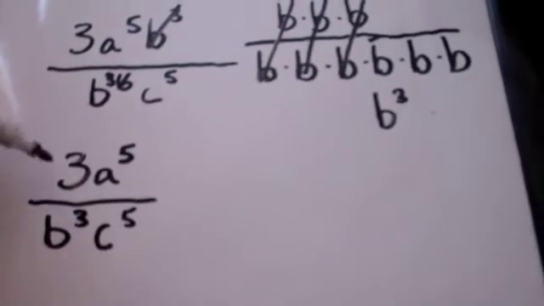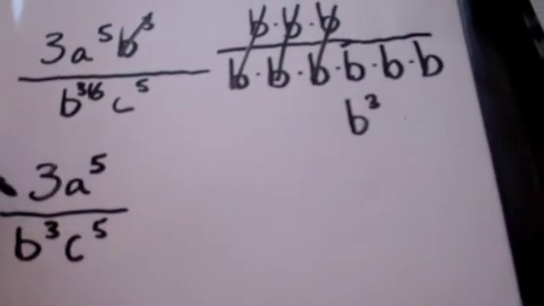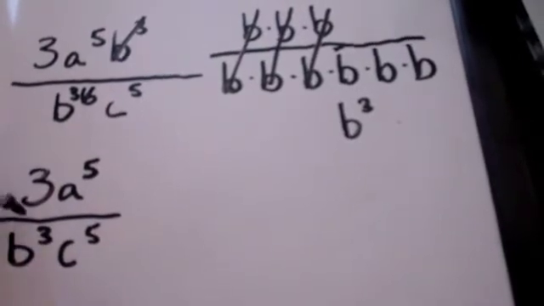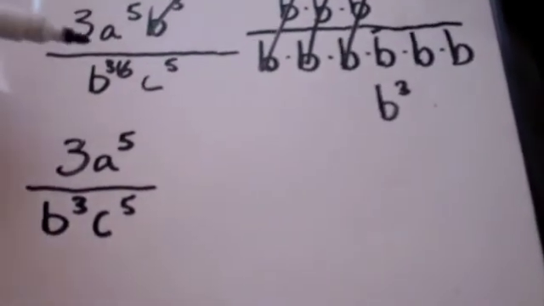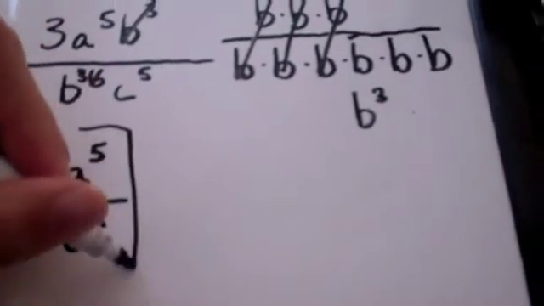Now, the 3 can't be canceled with anything. We have only a's in the numerator. In the denominator, we have only b's and c's. So that means this has been fully simplified.